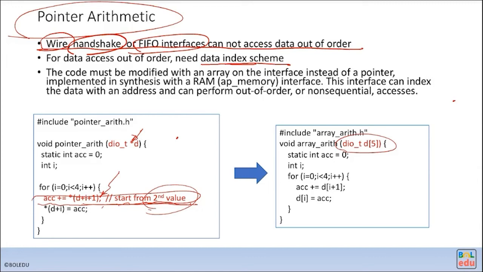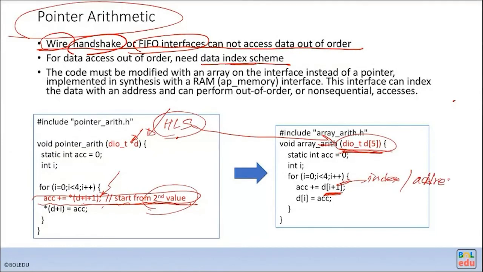For this code, the HLS could not synthesize the design properly. You have to change to the array, and then in an array, you can use the index. Index is actually the address of the memory. So if the code has pointer arithmetic, then it needs an address to access the array. Then you need to use the array on the interface instead of using the pointer.